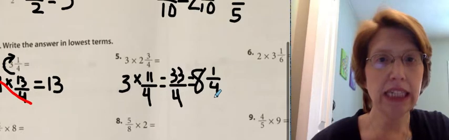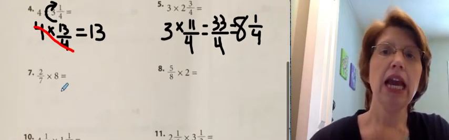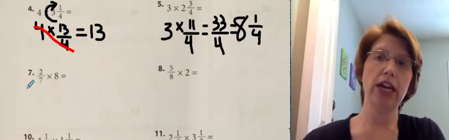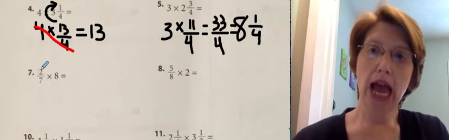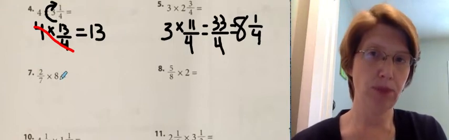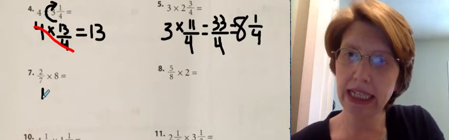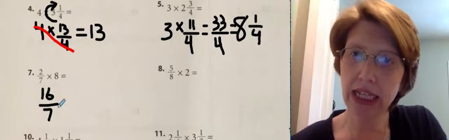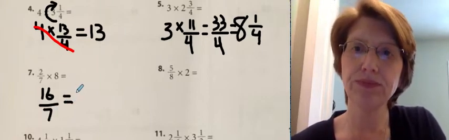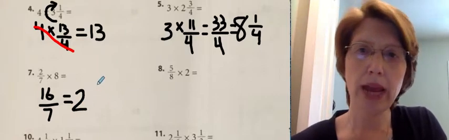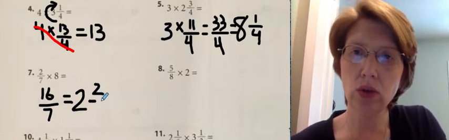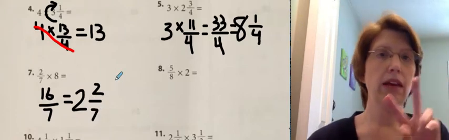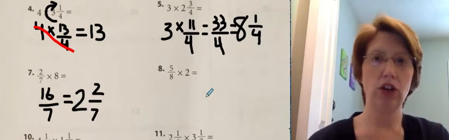If you look at 6, it's the same way. 7, does it matter that they switch the order of this? Absolutely not. So for here, this is just a fraction times a whole number. I'm still going to take 8 times the top number. So 8 times 2 is 16 over 7. 7 goes into 16 twice with a remainder of 2 sevenths. Okay? Don't be mixed up when they switch the order like that on you. They do the same thing here.